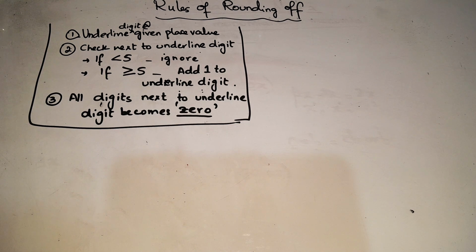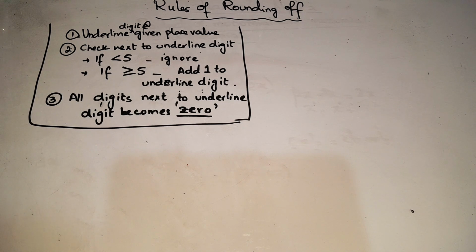So now check the next digit to underline digit. If that digit is less than 5, just ignore it. But if that is more than or equal to 5, then add 1 to underline digit. So now there is a special case. If underline digit is 9 and you are adding 1 to it, then there would be a carry which will be forwarded. So you need to be careful of that special case.